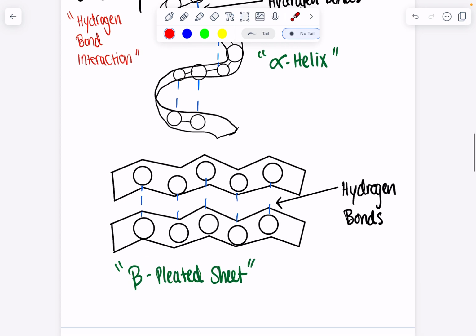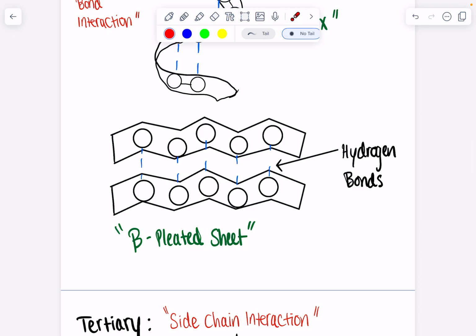The second type of secondary structure shape is called the beta pleated sheets. You can also see here the hydrogen bonds between those groups, and the amino acids are going to give you this kind of folded sheet shape called the beta pleated sheets.